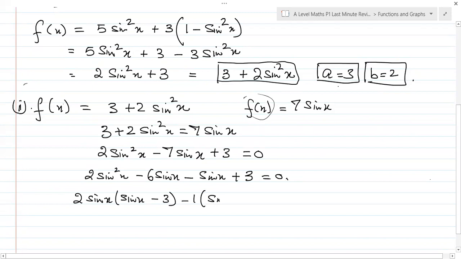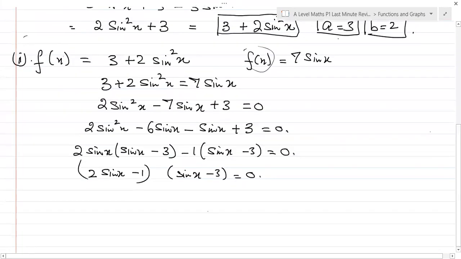We have sine x minus 3 is equal to 0. We get 2 sine x minus 1, and we get sine x minus 3 is equal to 0. So we equate both of them equal to 0. We get sine x is equal to half, and we get sine x is equal to 3. Now x is equal to sine inverse of 3. There will be no solution for this.